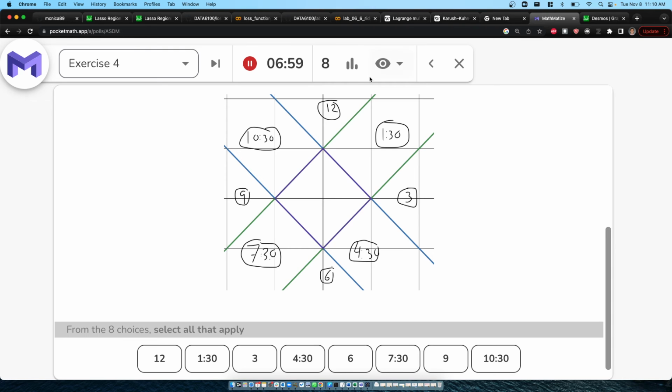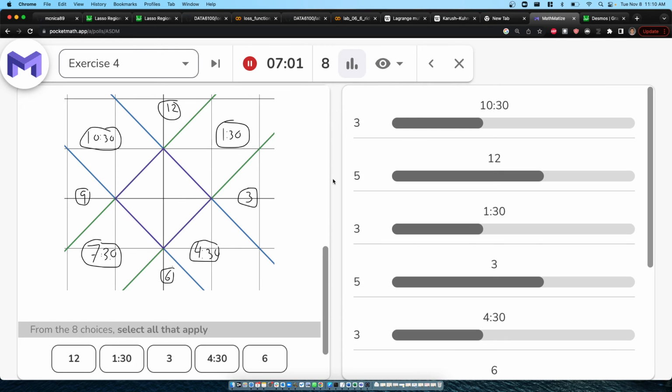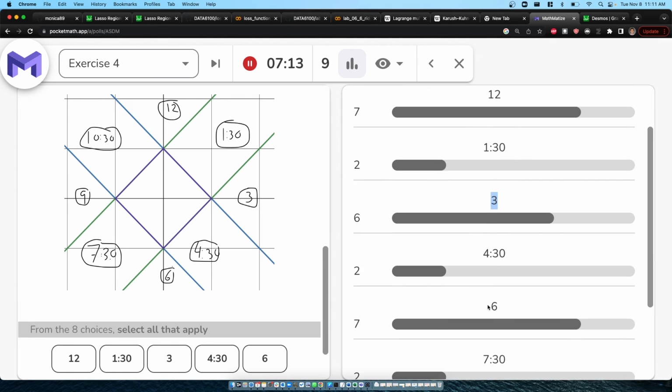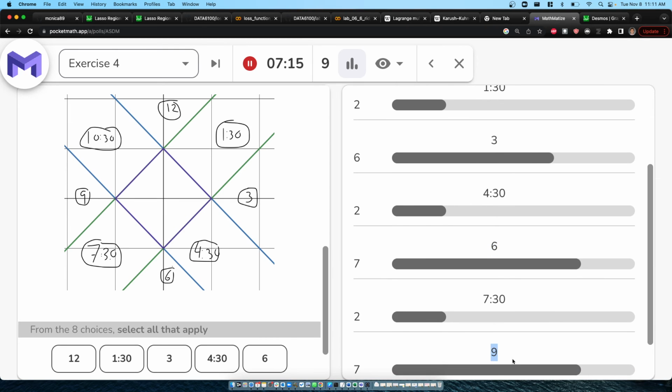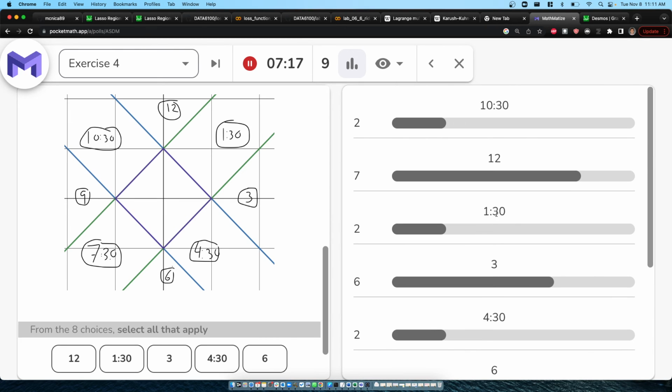Okay, so 7 minutes. Let's see what you guys said. All right, so it looks pretty split. 2 to 6. Okay, actually, this is quite good. Out of 8 people, 6 or 7 people are on 12, 3, 6, and 9, whereas 2 people are on the 30s. So it looks like most people are saying the regions 12, 3, 6, and 9, the regions to the sides, and only 2 people are saying these rectangular regions.